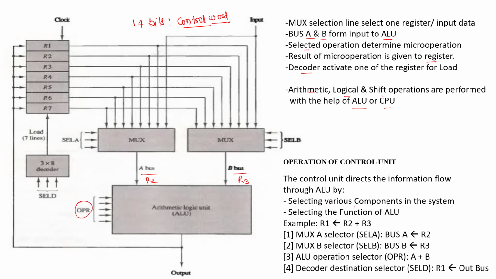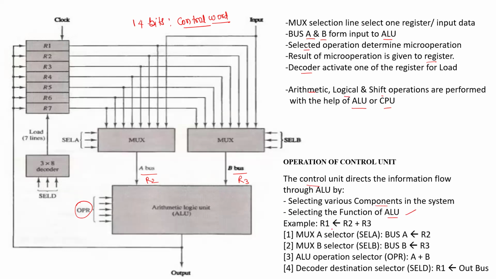So it selects the various components in the system and selects the function of the ALU. Which components will be loaded, which component is going to put its output on the bus, which component is going to take input from the bus, and which type of micro-operation the ALU is going to perform. All these things are taken care of by the control unit on the basis of the bit combinations available in the word. Now one example is taken here.